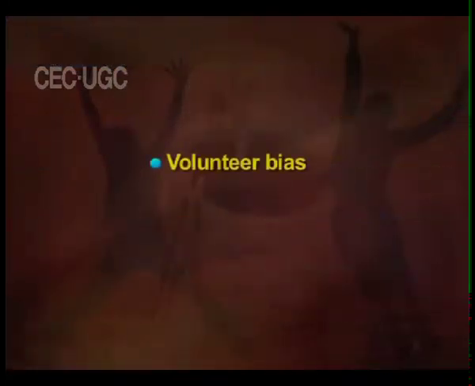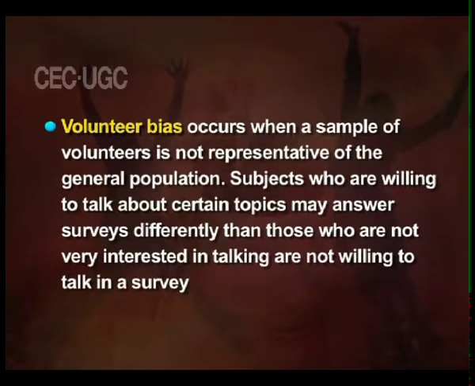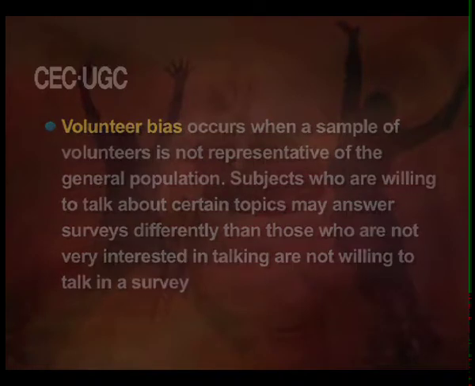Disadvantages of survey research include volunteer bias, interviewer bias, and distortion. Let's understand each of these concepts in turn. Volunteer bias occurs when a sample of volunteers is not representative of the general population. Subjects who are willing to talk about certain topics may answer surveys differently than those who are not very interested in talking or are not willing to talk in a survey.